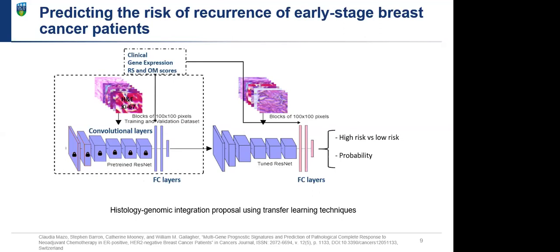And in this proposal, we will use clinical information, genetic information, and also the signatures about what is the risk of recurrence for each patient based on the genetic information. And the output will be the risk of recurrence for each patient in 2 categories: high risk or low risk.